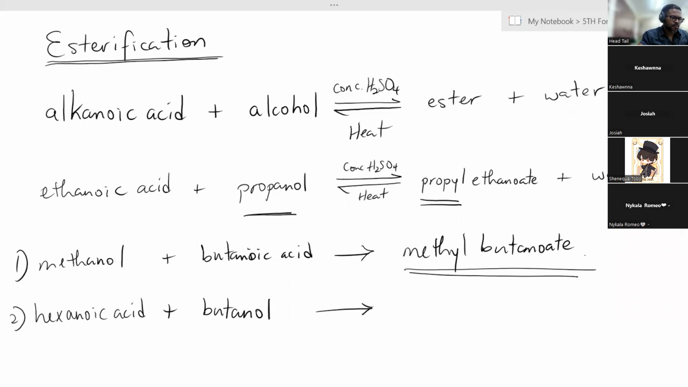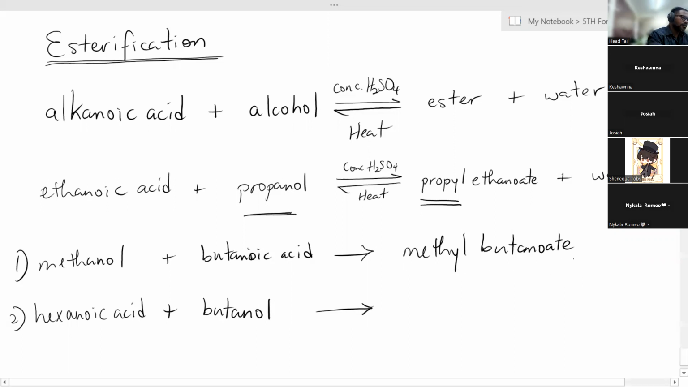Methanol... Take your time. Met... methyl. You said methyl, right? So you're correct. Methyl butanoate. The first one is propyl ethanoate. This is methyl butanoate. So what would be your second one?